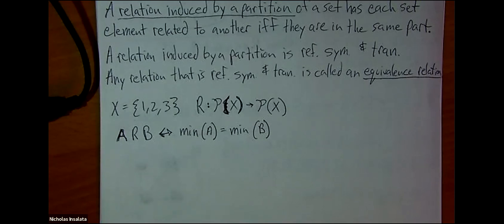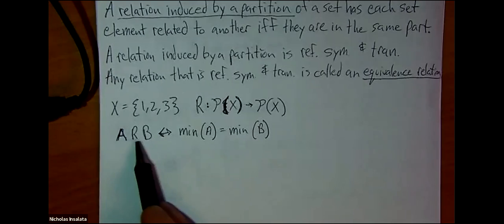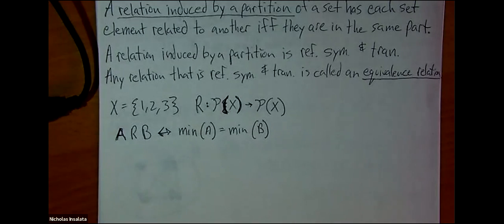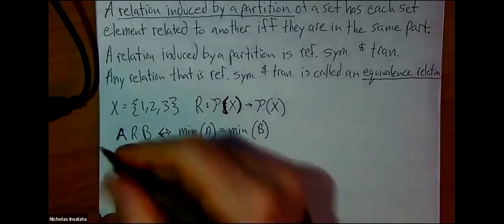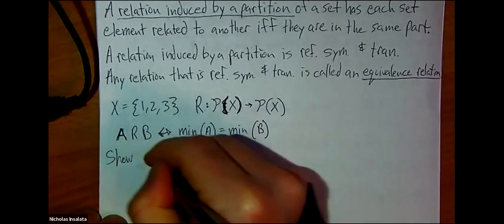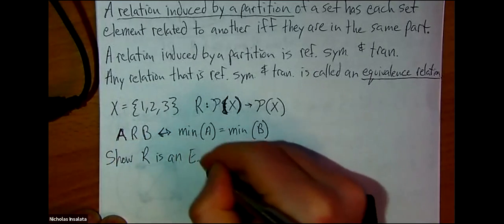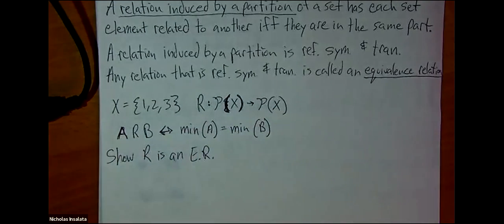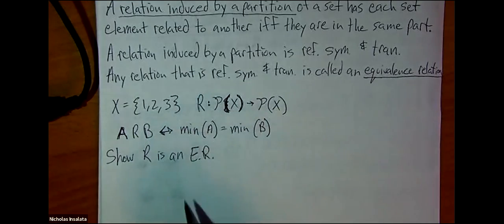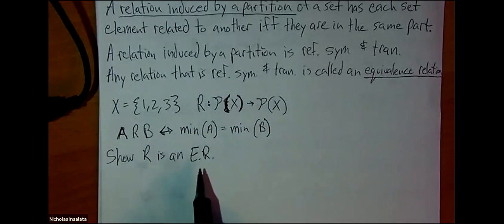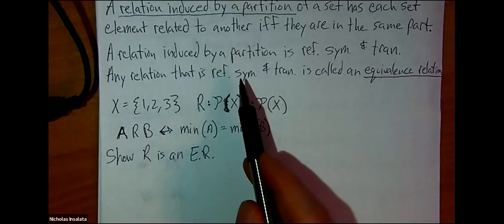So I want to show that R is an equivalence relation. If I want to show R is an equivalence relation, I want to show that it's reflexive, symmetric, and transitive.